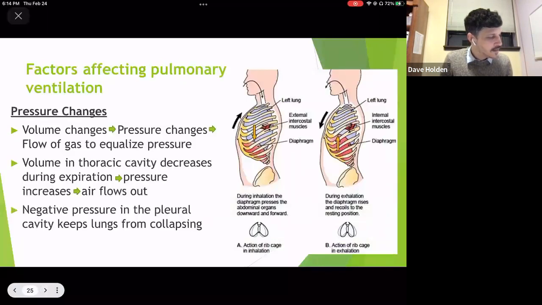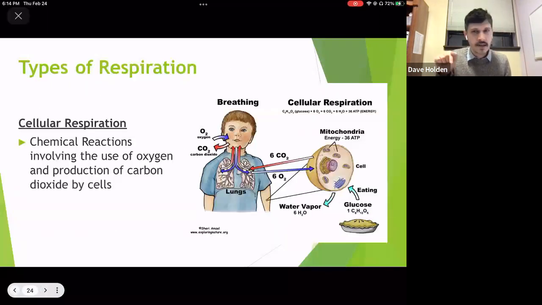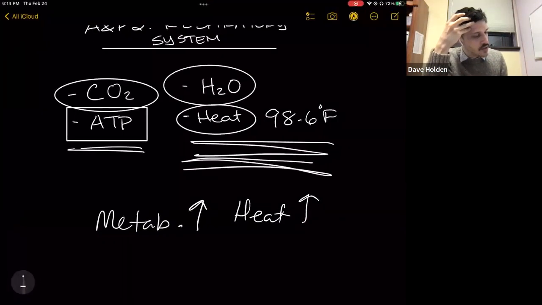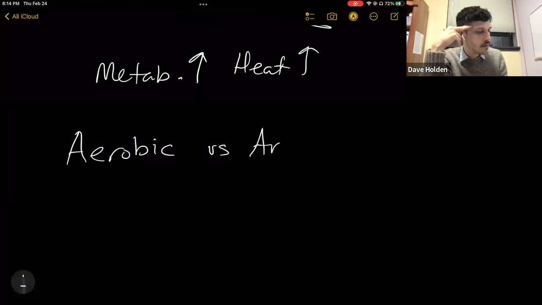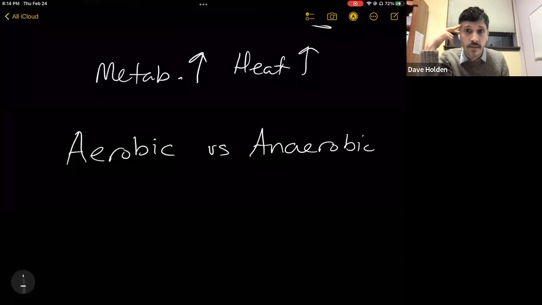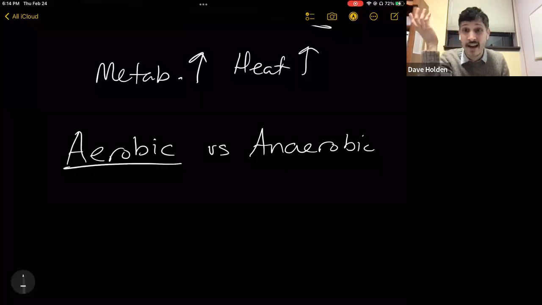I don't think we're going to go into this today, but I will just add a little something. Cellular respiration comes in two main kinds. You have aerobic versus anaerobic respiration. Aerobic happens in the presence of oxygen. This is the one you're all using right now.